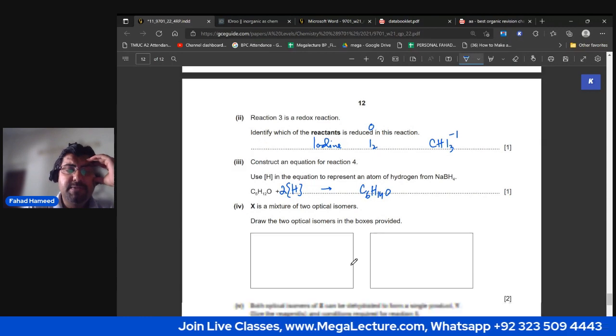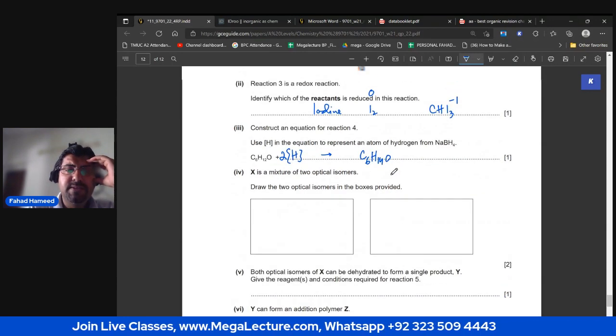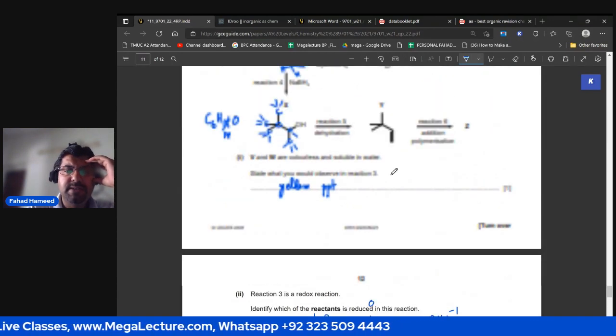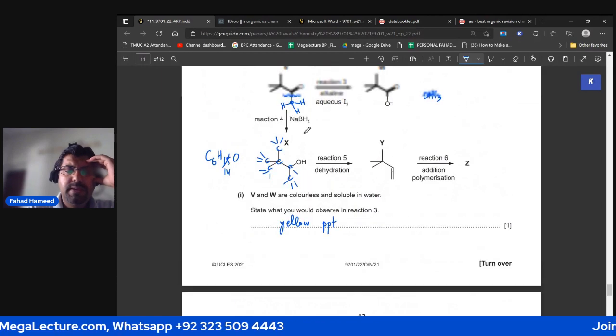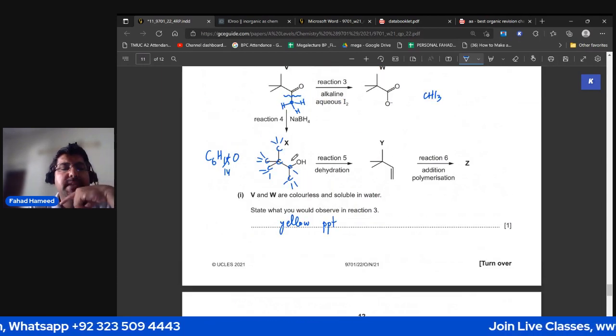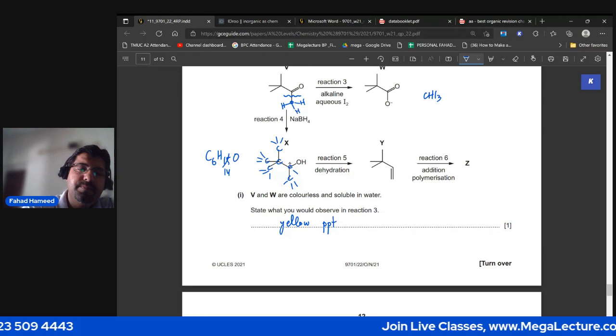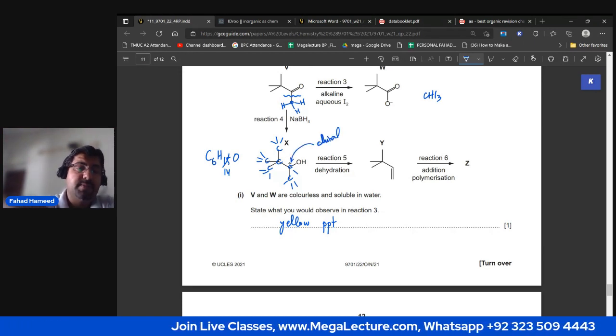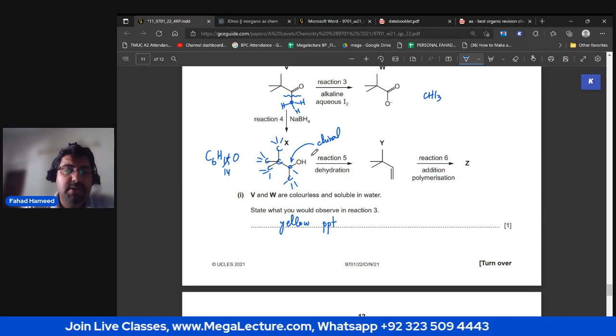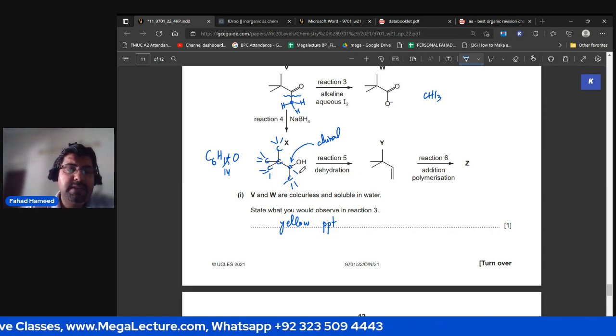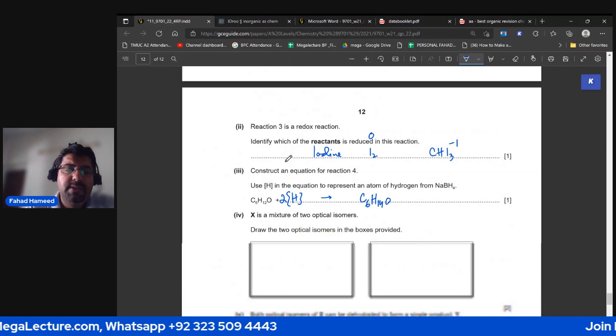Now X is a mixture of two optical isomers. Draw the two optical isomers in the boxes below. So go back to X. What is X? This carbon over here is chiral. It's bonded to four different groups. So it's got an OH, it's got a CH3, it's got an H over here, and it's got this bunch of CH3. So this one is chiral.